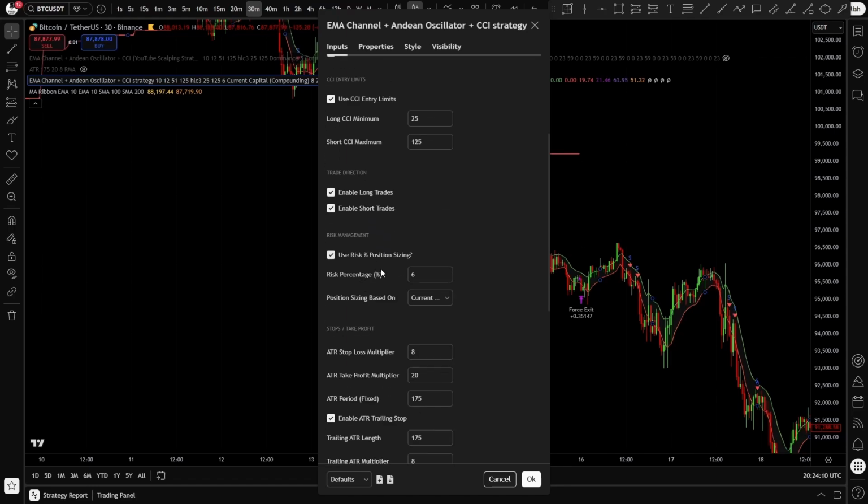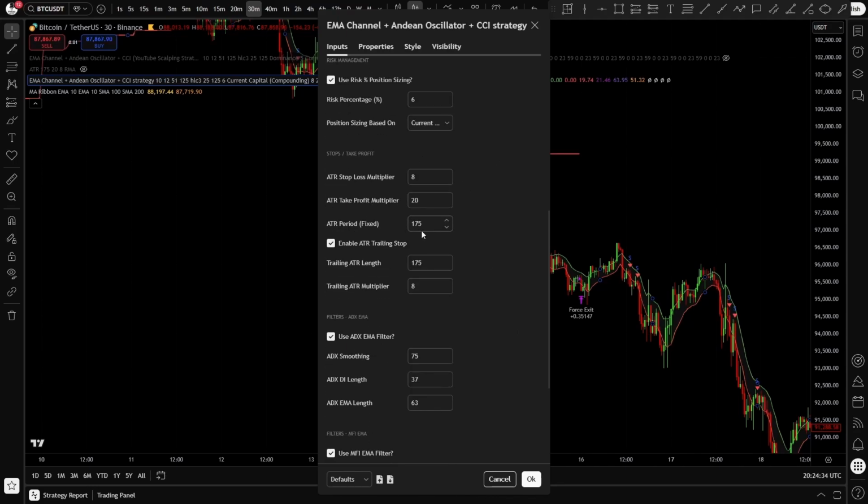Here you can find my advanced risk management method, which lets you risk a set percentage of your account based on the current capital or the initial capital. When you're using the current capital, it means a compounding position sizing, and the initial capital means a non-compounding one. Then you can set up the fixed stop loss and take profit levels and the trailing stop loss.